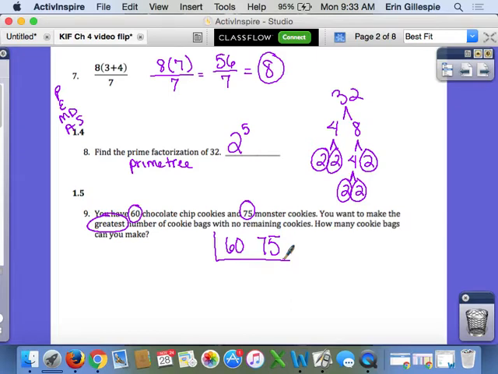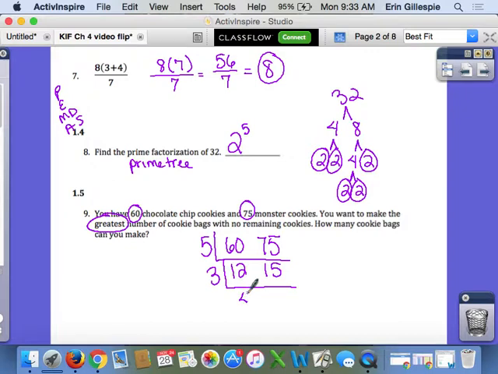So what's a number that divides into 60 and 75? Well, think about my divisibility rules. This ends in 0, this ends in 5. So now I could divide them both by 5. 60 divided by 5 is 12. 75 divided by 5 is 15. I want to check again. Is there a number I can divide into both 12 and 15? And there is. It's 3.